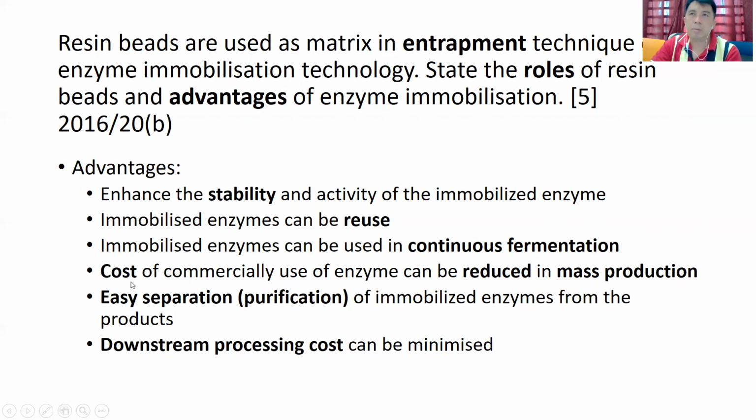If you want to talk about the cost of immobilized enzymes or biosensors, it is lower or cheaper, but you must mention mass production. Only in mass production or bulk production can you get the cheaper cost. And there is easy separation or purification of the immobilized enzyme from the product, which can be done easily. And the downstream processing cost, including the purification, can be minimized.